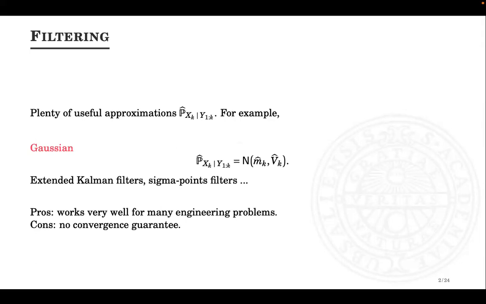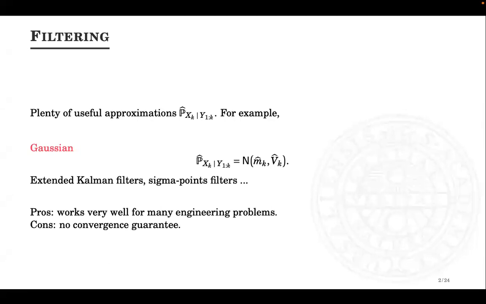In engineering, we have a lot of useful approximations, for example Gaussians. The idea is that we can form some approximate distribution, p hat, so that p hat is Gaussian with some mean and some covariance matrix. This is known as the extended Kalman filter or a Gaussian sigma-point filter. The merit of these Gaussian filters is that they work very well for a lot of engineering problems. If you want a solution quickly and dirty, you just apply these Gaussian filters and get a solution very fast.